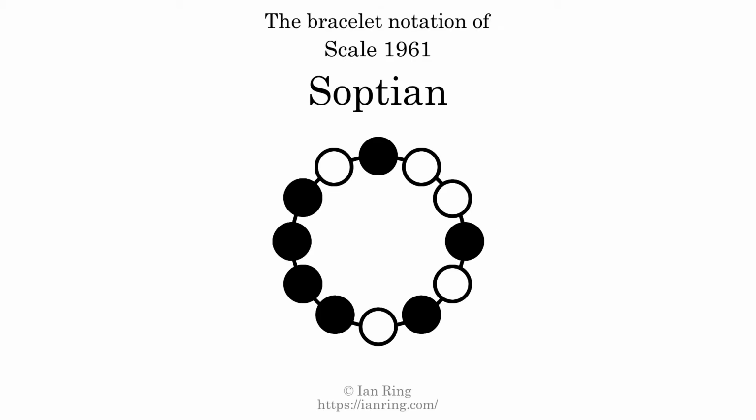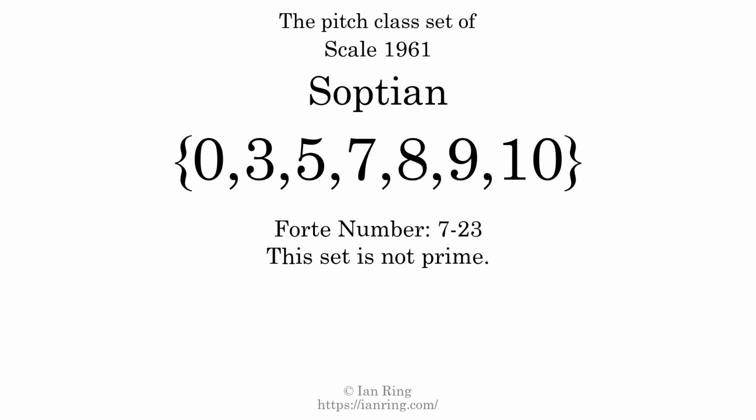This is a bracelet notation diagram of scale 1961. The shaded circles represent tones that appear in the scale, and they are read clockwise, starting at the top. The pitch class set for this scale is 0, 3, 5, 7, 8, 9, 10. The Forte class is 7-23. This set is not prime.